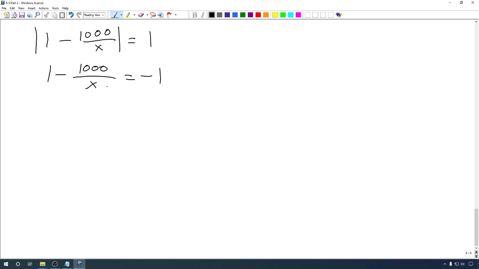If we solve this, essentially we'll bring this negative 1 over to here. We'll bring the 1,000 over x over to the other side. The 1 plus the 1 from over here gives us a 2. So we have 2 equals 1,000 over x. Multiply each side by x, then divide by 2. We get x is 500.